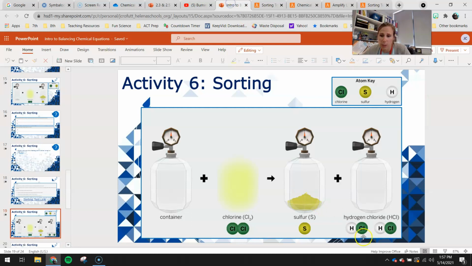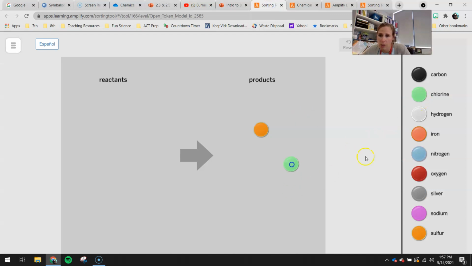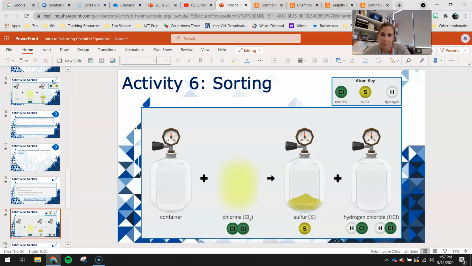And as our other product, we had 2 molecules of hydrochloric acid, or hydrogen chloride. So we've got hydrogen and chlorine, hydrogen and chlorine. So here's our 2 molecules of hydrogen chloride. So those are our products that we got. Technically only 2 products: we have sulfur and hydrogen chloride. And then what we're going to do is work backwards.